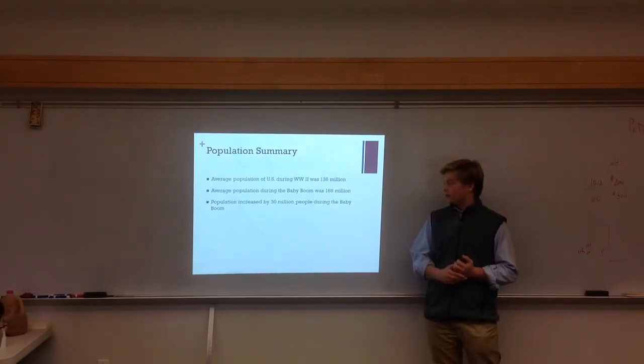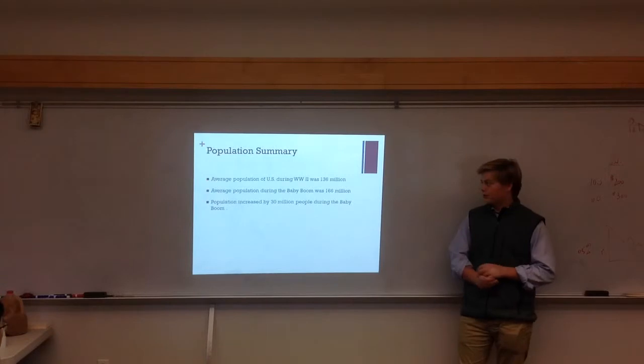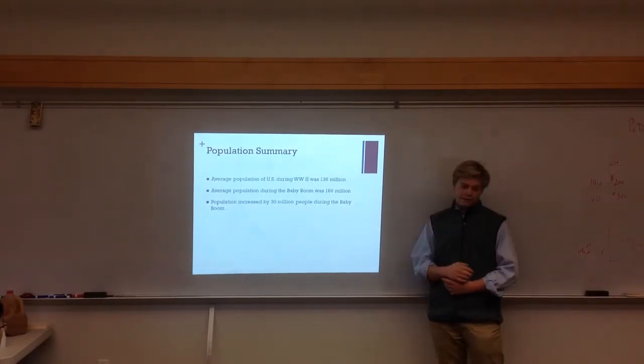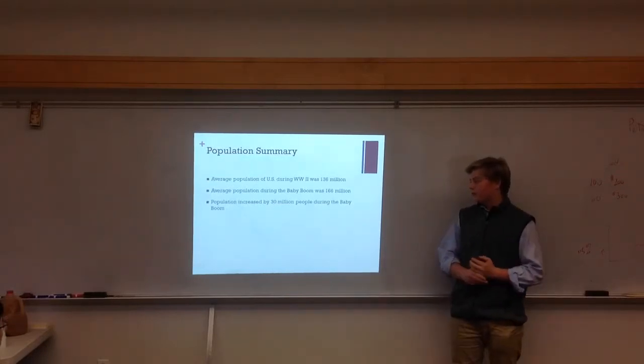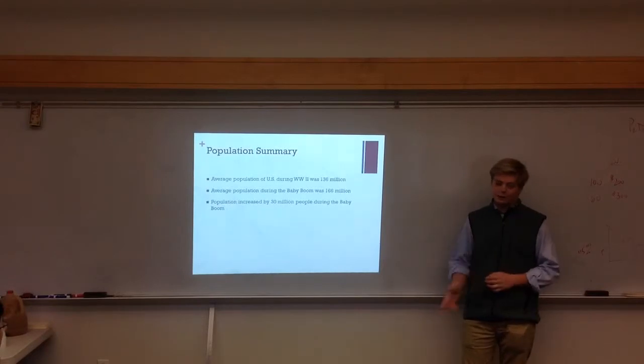Okay, so population summary. The average population during World War II was 136 million. Average population during the baby boom was 166 million, and the population increased by 3 million people during the baby boom. So we gained 3 million people.